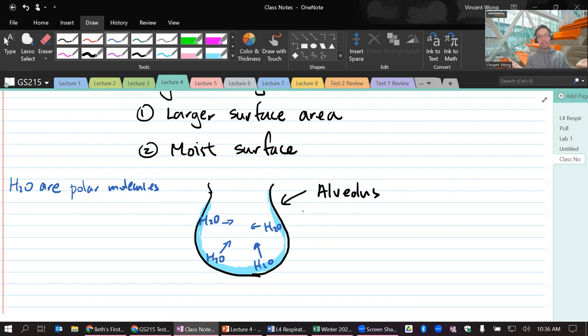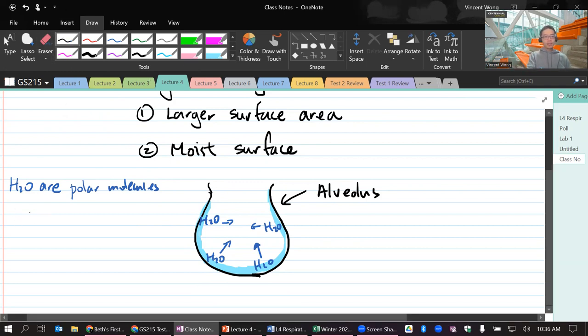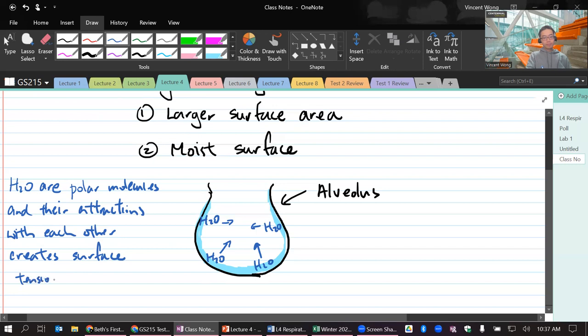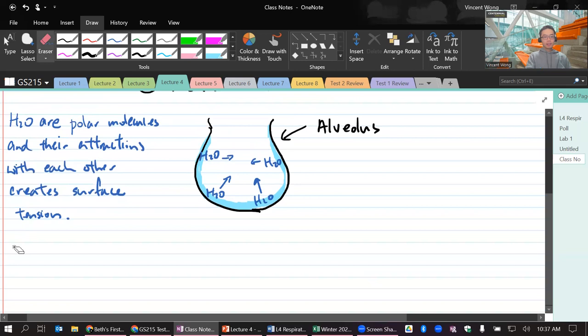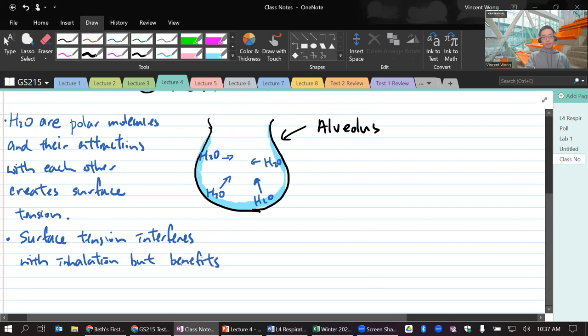Okay, it's kind of like putting magnets inside a plastic bag, and then all the magnets just attract each other and close your alveolus. So that creates a problem. Okay, this is called surface tension. So H2O are polar molecules, and their attraction towards each other creates surface tension. So that's the first point. Surface tension interferes with inhalation, but benefits exhalation.